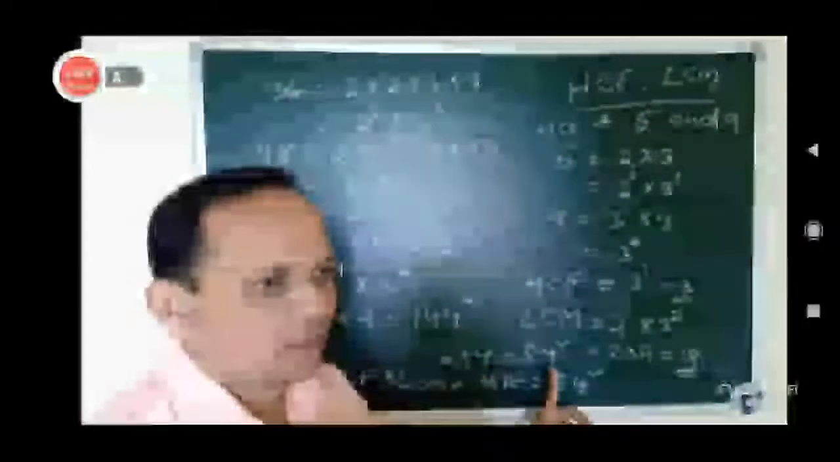The multiplication of 6 and 9 is 54. Now we multiply the HCF and LCM: HCF into LCM equals 3 into 18, which equals 54. That means the product of the HCF and LCM equals the product of the given two numbers. This is very important.